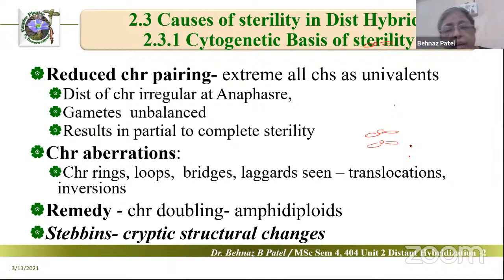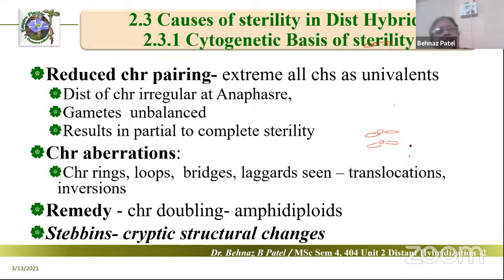There may be deletions of certain chromosomes, and it would result in the formation of bridges, lagging chromosomes, various translocations, and inversion loops at the time of meiosis. So obviously, you will not be able to get a proper separation of the chromosomes, equal distribution of the chromosomes at the two poles. The remedy, of course, would be that you produce an amphidiploid. Though it is a tetraploid here itself, through sexual polyploidization, yet it may fail sometimes unless and until you go in for chromosome doubling.